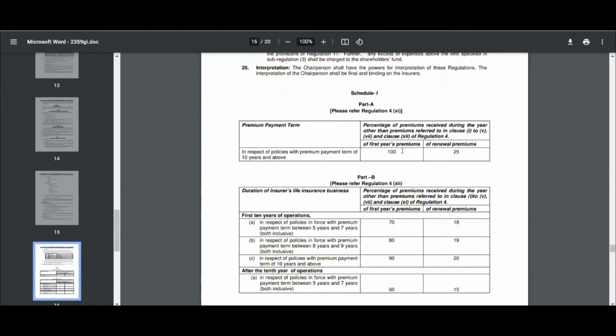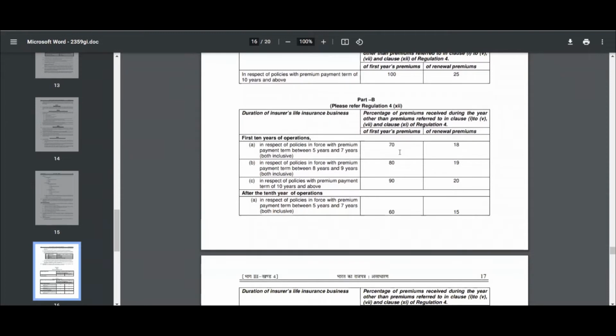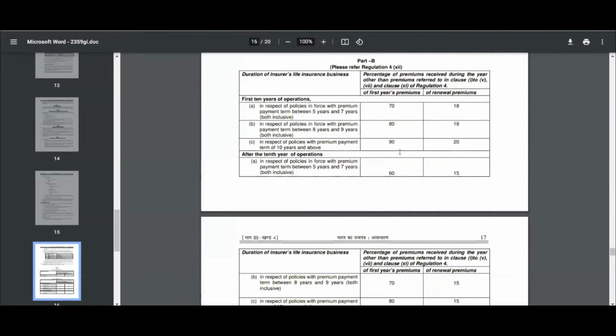And the renewal premium in the same classification would be 15, 16, and 17, then 18, 19, and 20. After 10 years of operation, when some economies of scale have been generated, obviously it will be much lower, right? So in that case, for 5 to 7 years it is 60%, for 7 to 9 years it is 70%, and for 10 years and above it is 80%. However, the renewal percentage would always be 15% in this case.